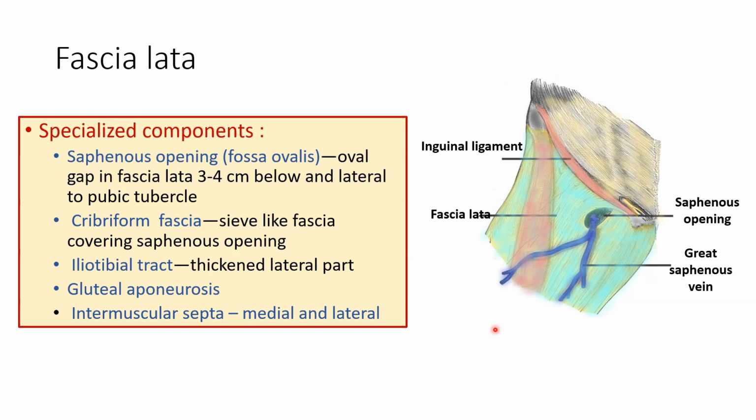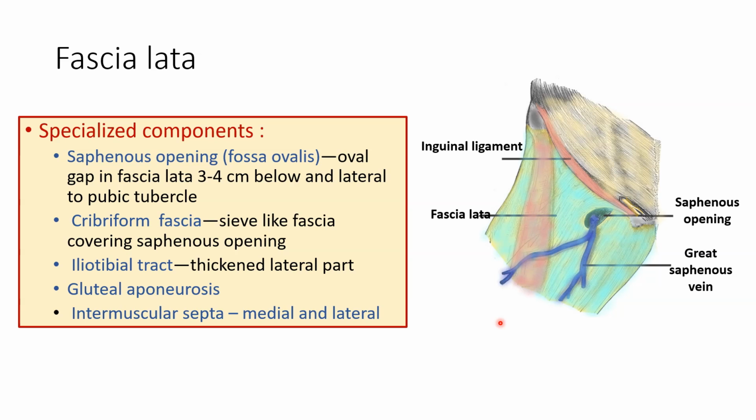Then the other specialized component is the iliotibial tract, which is the thickened lateral part of fascia lata. This also we will discuss in a separate session. Then you have learnt about the gluteal aponeurosis. The other one is the intermuscular septa.